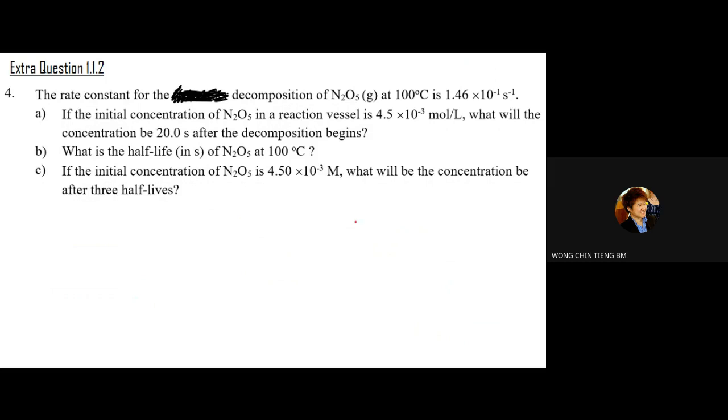Right, the unit of K is given in the question. The question states K is 1.46 times 10 to the power of negative 1 per second. In other words, K is given in seconds, therefore time will be in seconds. Do not get it wrong. As I said in the first hour, what will cause you to make mistakes is the time unit. Check the time unit against the rate constant unit, because concentration will not change; it must be molar.